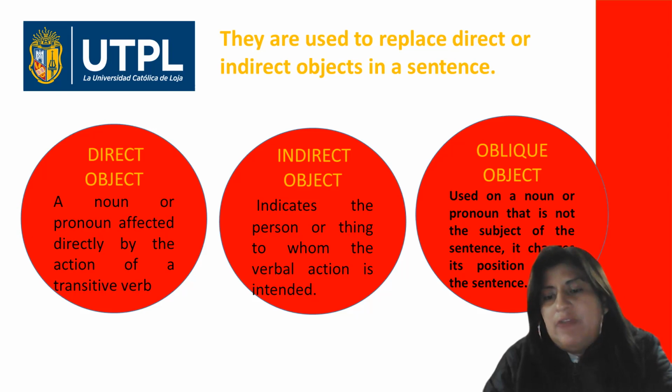Don't forget that a direct object, a noun or pronoun, is affected directly by the action of the verb. An indirect object indicates the person or thing to whom the verbal action is intended. And an oblique object is used on a noun or pronoun that is not the subject of the sentence. In this case, it changes the position in the sentence.